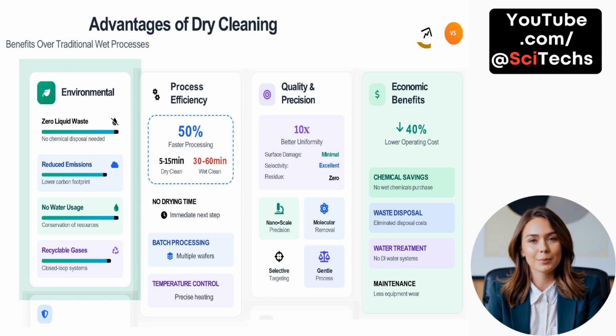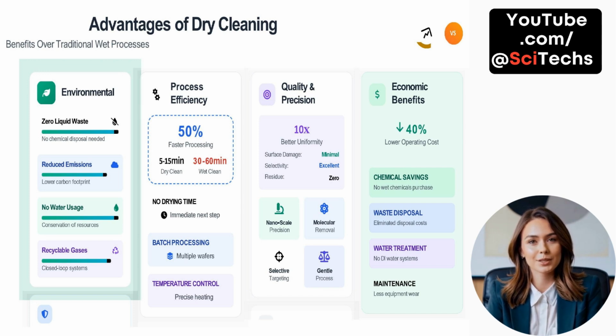From an efficiency standpoint, dry cleaning is 50% faster, with process times ranging from just 5 to 15 minutes compared to 30 to 60 minutes for wet cleaning. There's no need for drying time, which enables immediate transition to the next processing step. It also supports batch processing for multiple wafers and offers precise temperature control for consistent outcomes.